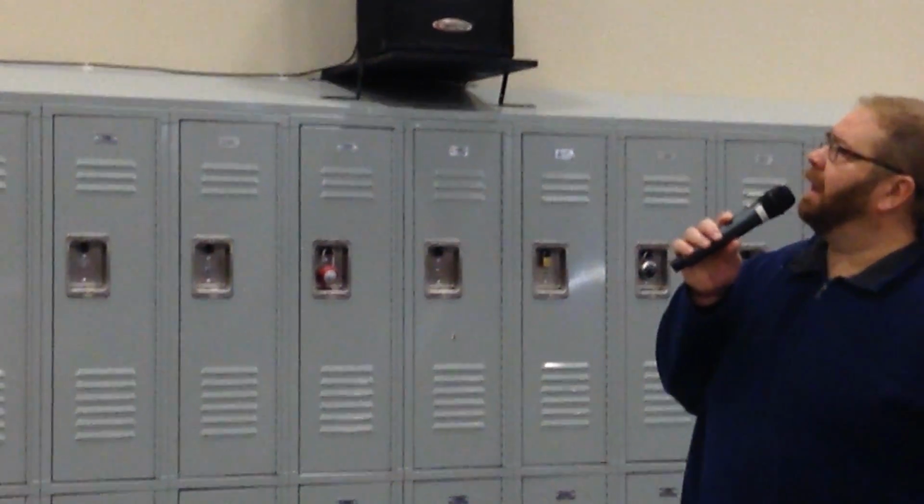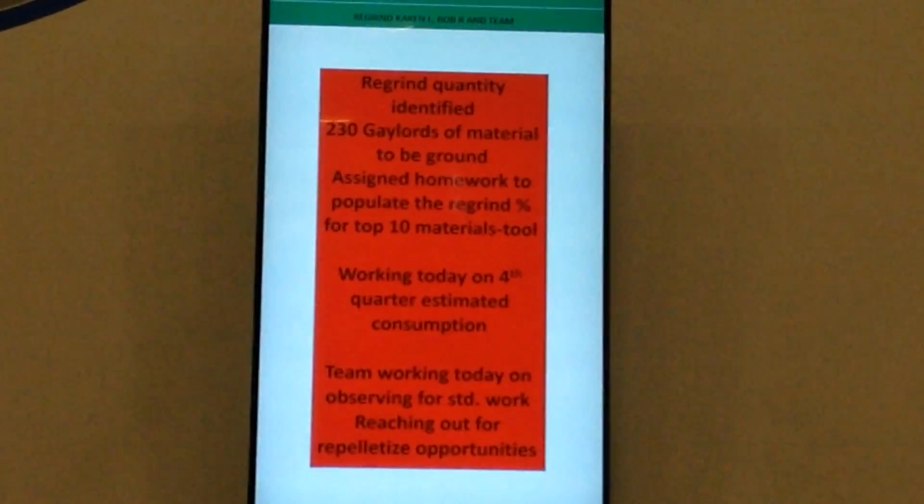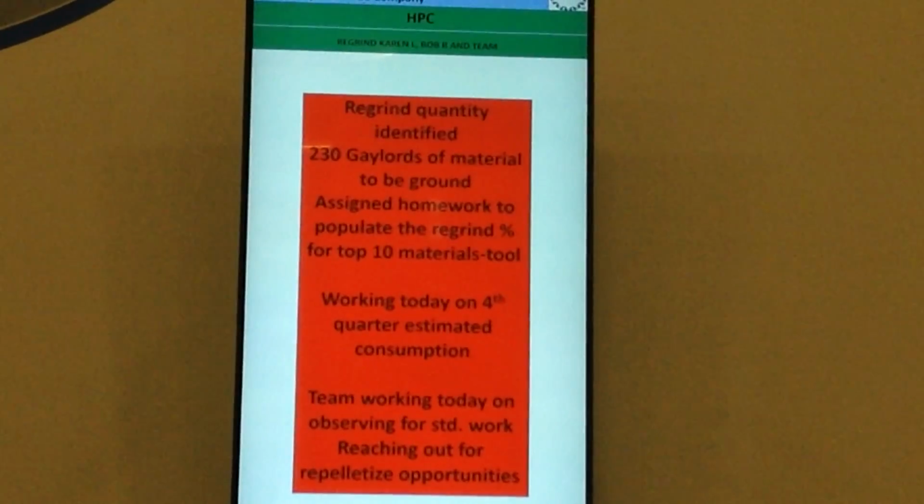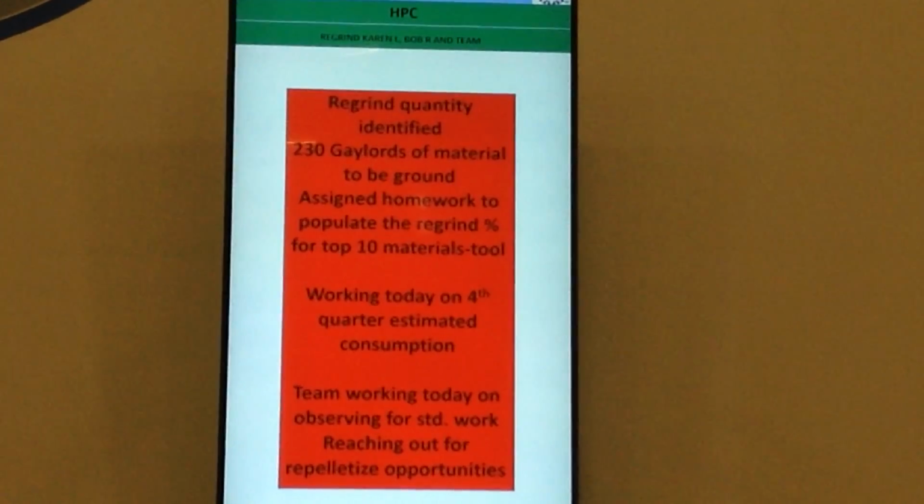Good morning. We met again yesterday. We have a regrind quantity identified. I think we talked about that yesterday. Scott and Paul went out. There were 230 Gaylords of material to be ground and put back.